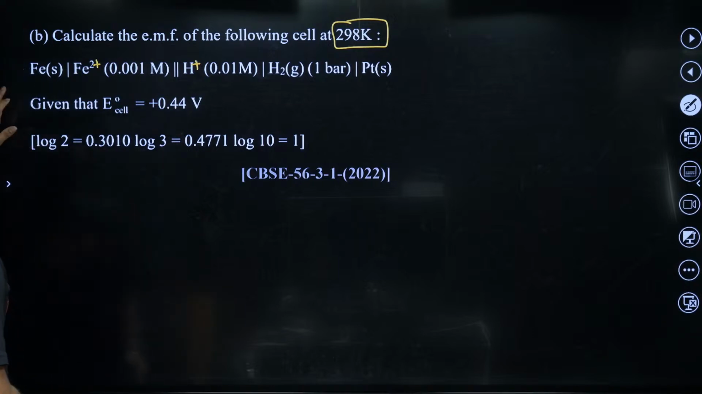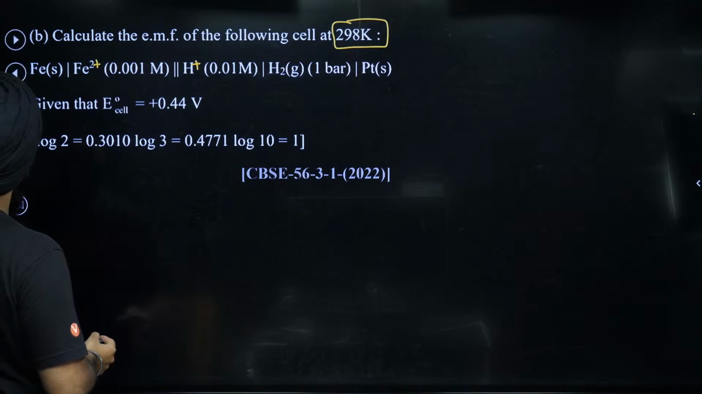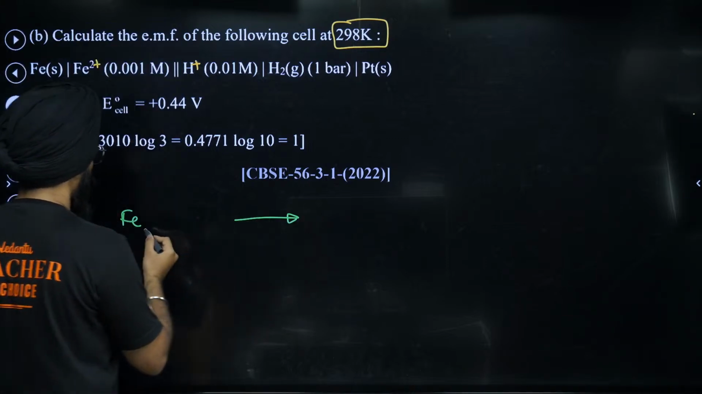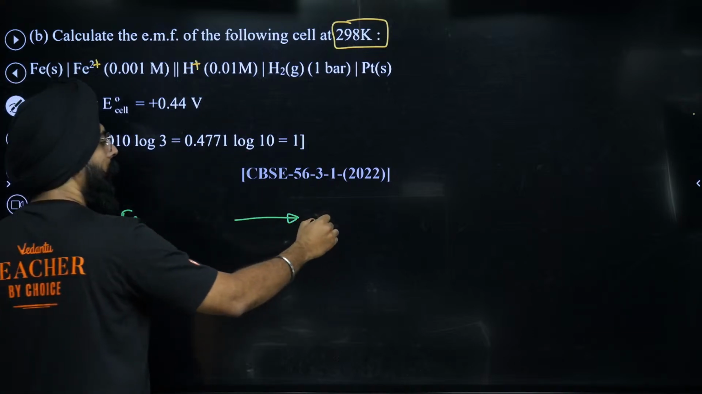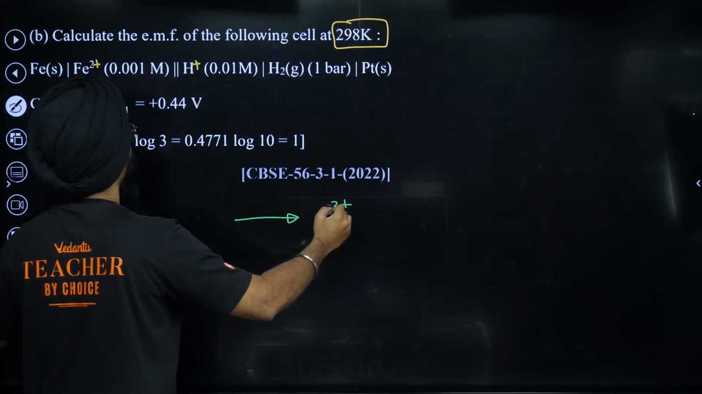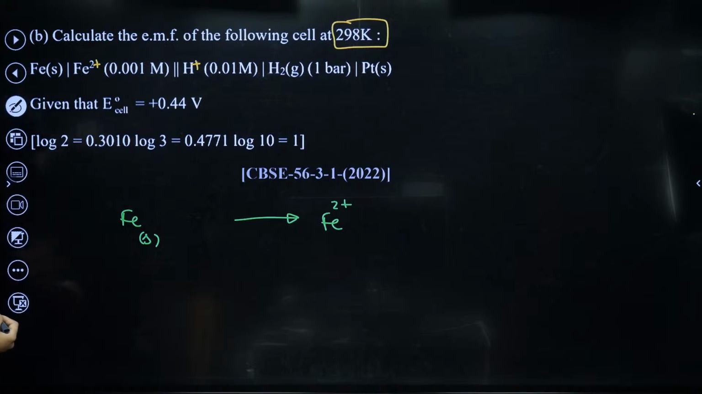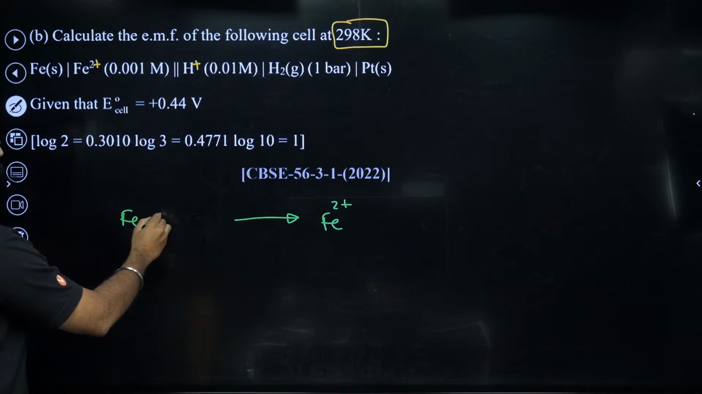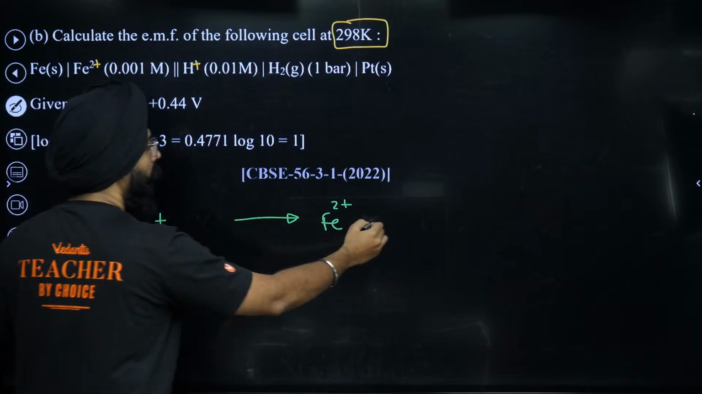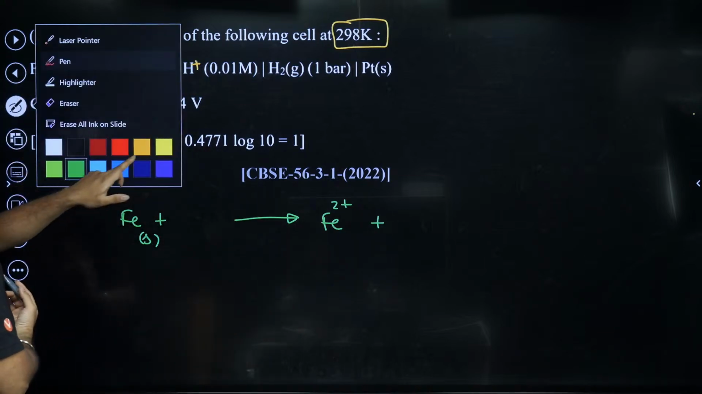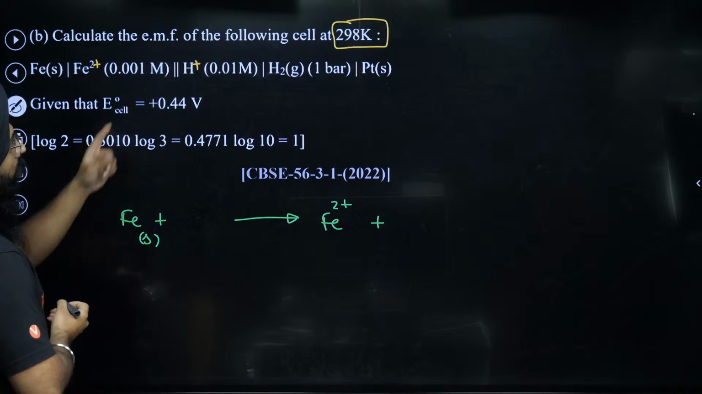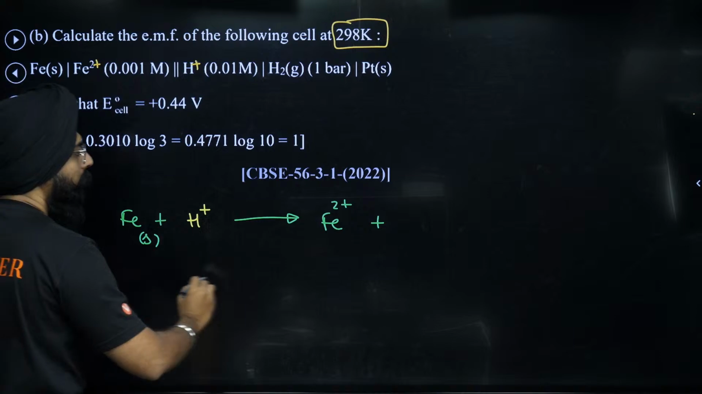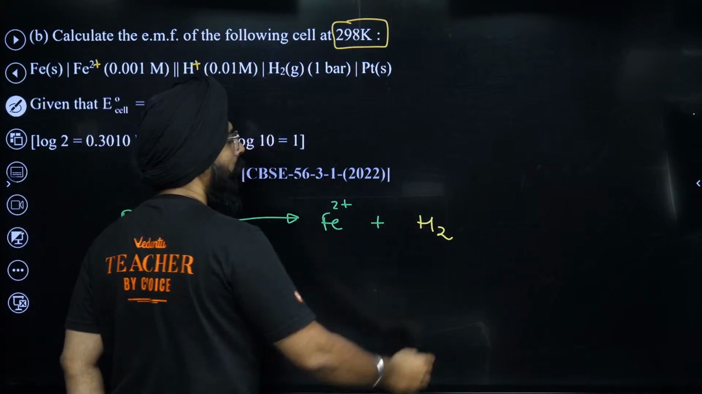How do we write this equation? The equation can be written in this particular manner, that your Fe solid is getting oxidized to Fe2 positive. This is the oxidation part of the equation. What is the reduction part going to look like? What is getting reduced over here? Essentially, my H positive is getting reduced to H2.